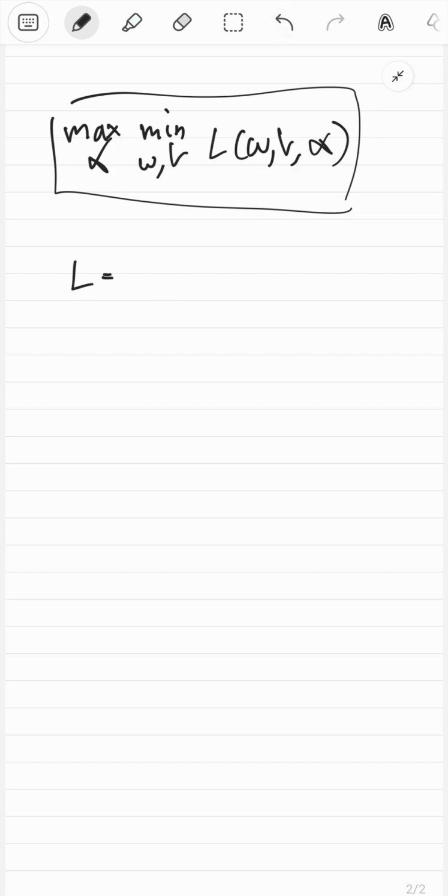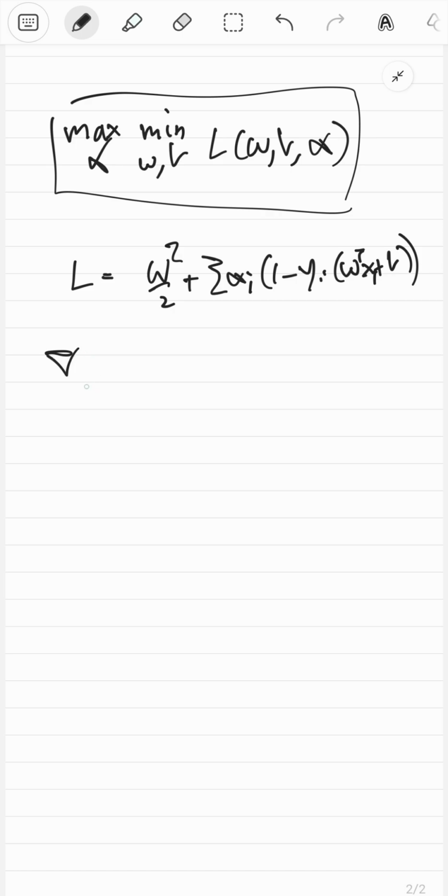Since our loss function is just this thing, it's omega squared by 2 plus summation of alpha i times 1 minus yi (w transpose x plus b), we can just take a gradient of this with respect to omega and with respect to b, and then equate it to 0. So the gradient with respect to omega of L, that's just going to be, this 2 comes out and cancels with this half, and that's why we had this half in the first place. So it's going to be omega plus, you can think of it as omega transpose omega, but I like to think of it as just vectors at this point, like a dot product.